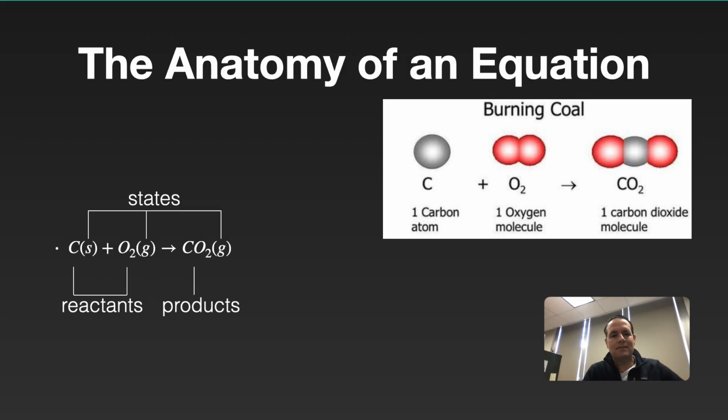Here's the basic anatomy of a chemical equation. When we write a chemical equation, we list our starting materials, the reactants, on the left. The arrow indicates the direction of the change, literally meaning reacts to form. And on the right side of that arrow, we list our products, which are the substances created by the chemical reaction.